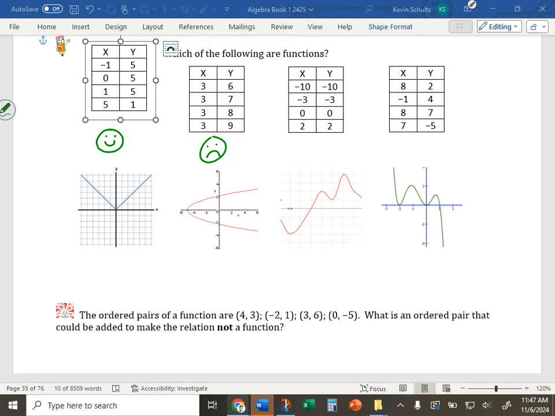Third one, is it a function? Yay or nay? Yay! Yes, it is. X does not repeat itself. Everything's good. Fourth one, function? Nay. That 8 is a problem. That A repeats itself.